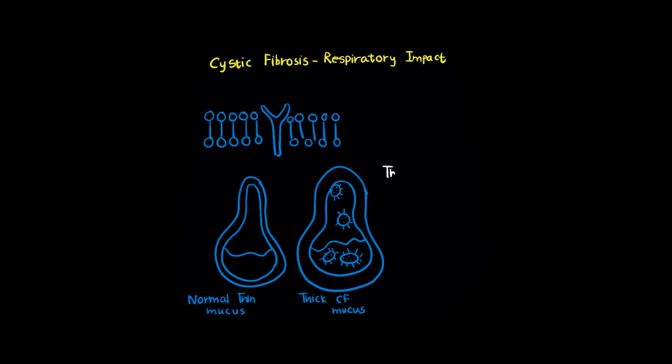Each infection causes more inflammation and scarring, progressively destroying lung tissue. Eventually, patients may develop pneumothorax from weakened lungs. While CF affects other organs, the respiratory system bears the brunt, with lung disease being the primary cause of mortality.